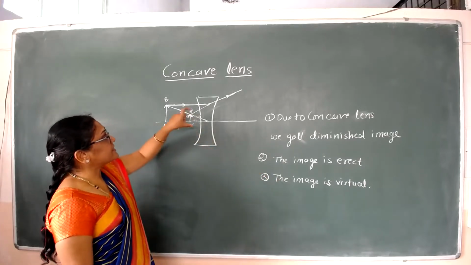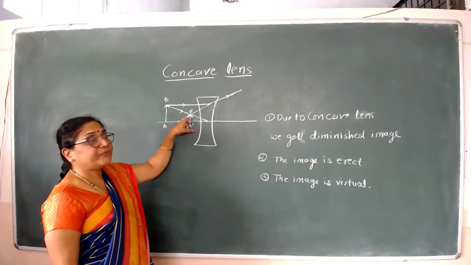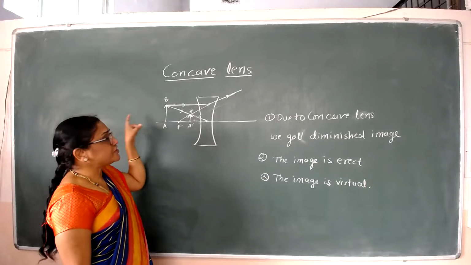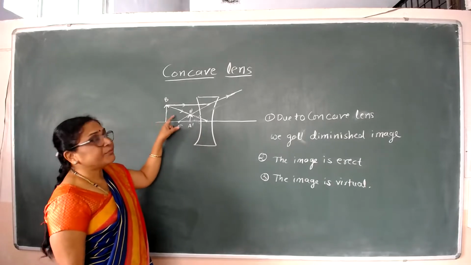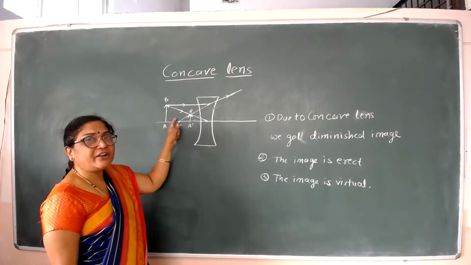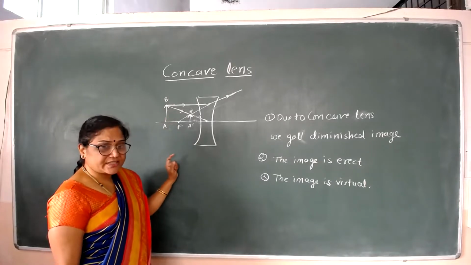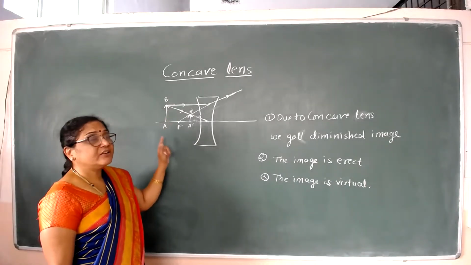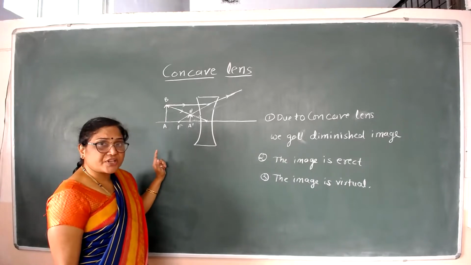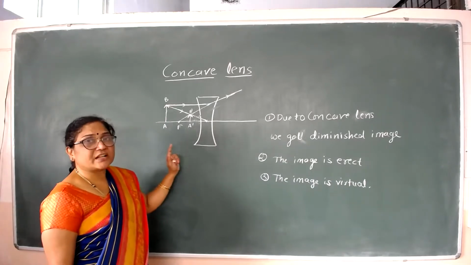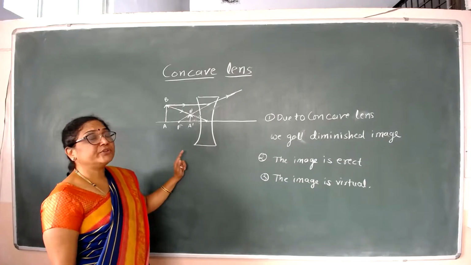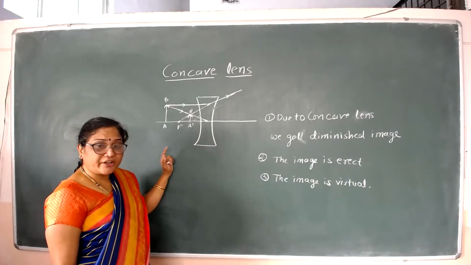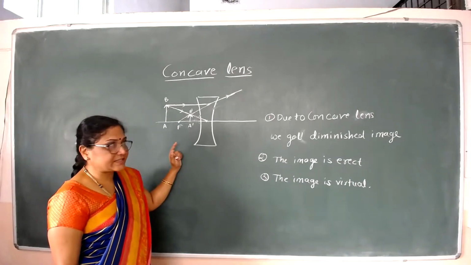This is a ray diagram for the concave lens. If we change the position of the object, the image is always diminished and virtual due to the concave lens. But with the convex lens, when the position of the object changes, the image formation also changes. This is the difference between image formation by the concave lens and the convex lens.